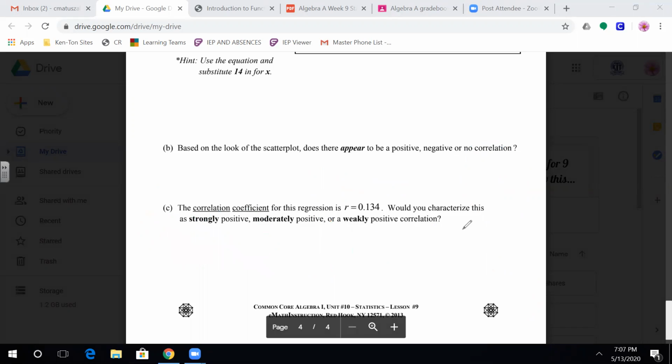So that's like in a nutshell what correlation coefficient and R-value are. Remember, you're never going to actually have to find it, you're just going to have to interpret it. So let me know if that helps at all. It should, with what you have to do on your test.